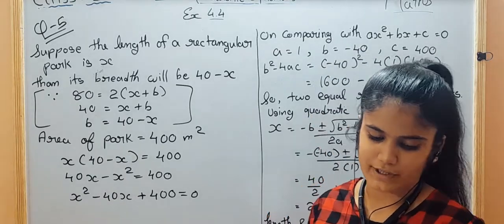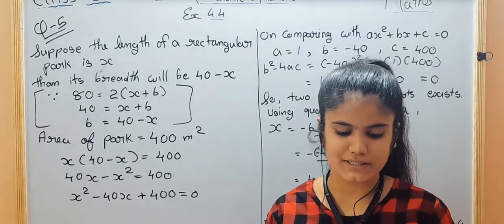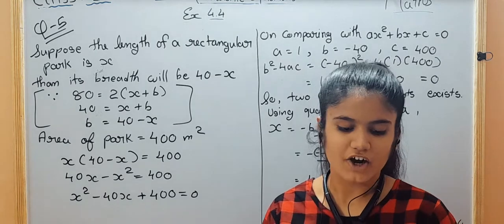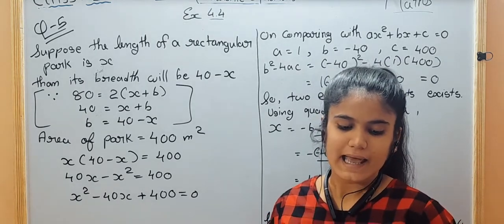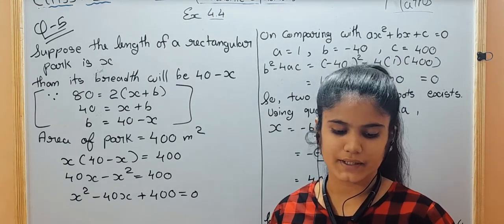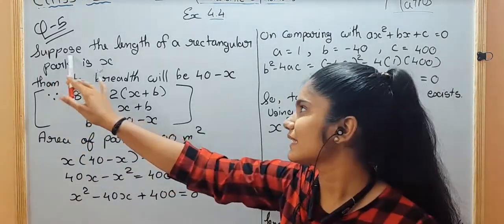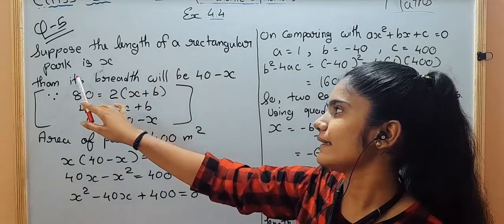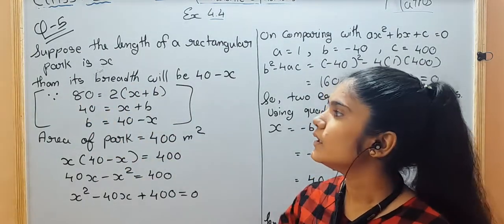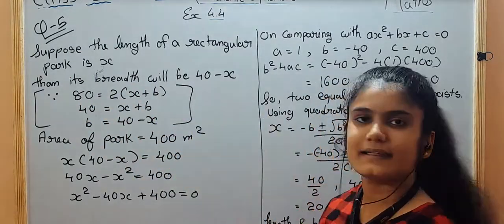In question number 5, it is asked: is it possible to design a rectangular park of perimeter 80 meters and area 400 meter square? If so, find its length and breadth. We suppose that the length of the rectangular park is x meters.